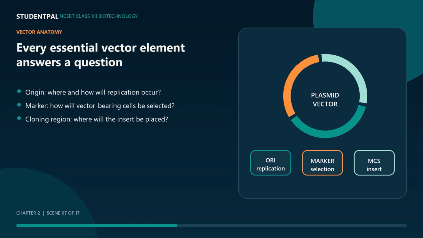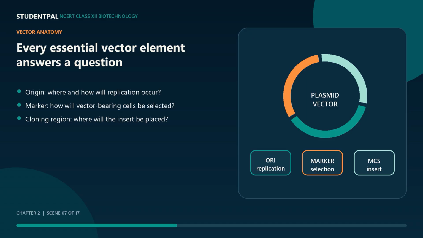The origin of replication answers where and under what host machinery the vector can replicate. It also influences copy number, which affects DNA yield and sometimes cell burden. A selectable marker answers how cells carrying a relevant vector-associated property can be enriched. A cloning region or multiple cloning site provides defined positions for inserting DNA. Beyond these basics, size, structural stability, host range and compatibility with other replicons affect performance.